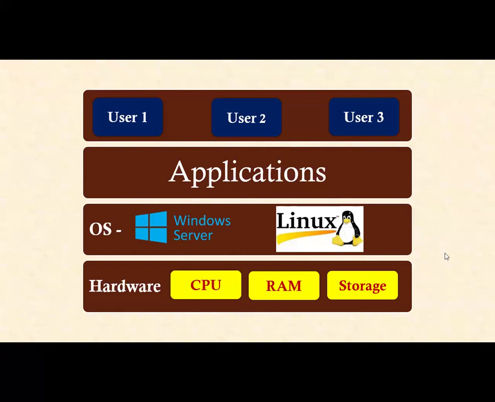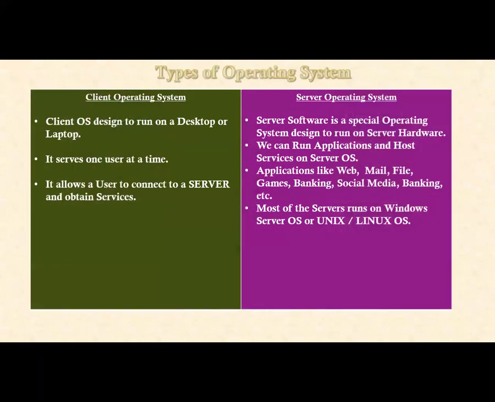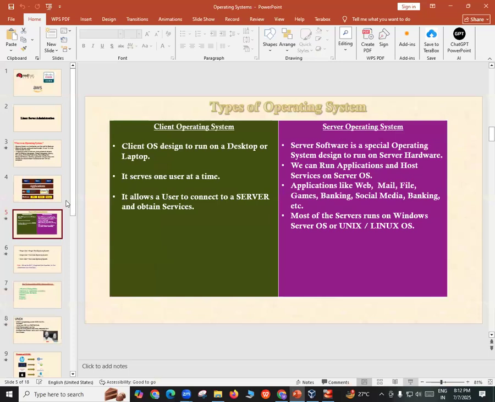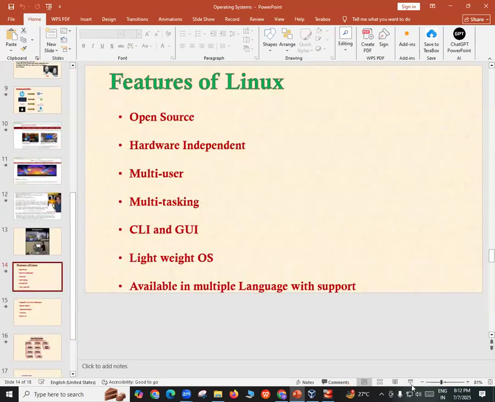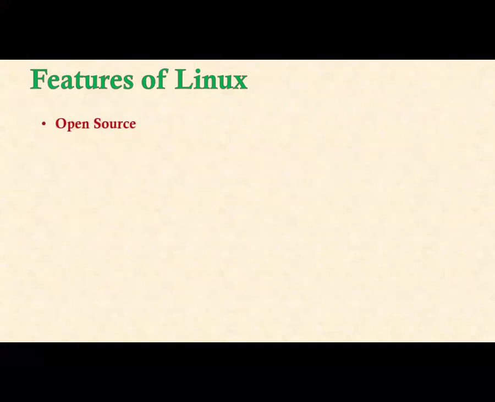That's a very big number, right? 85% is indeed a very big number. That is the importance of the Linux server operating system. Now, let us go a bit deeper into this session and see the features of the Linux operating system. Why are 85% of servers across the globe using the Linux operating system? Okay, let's see one by one.